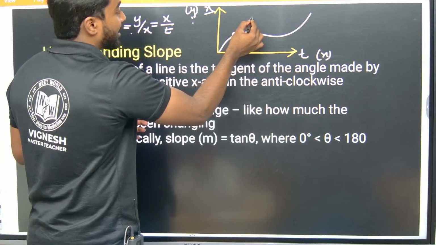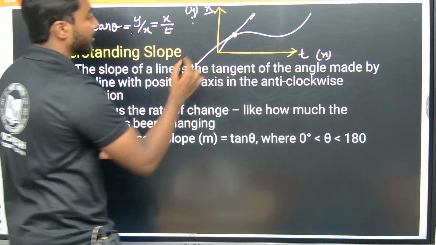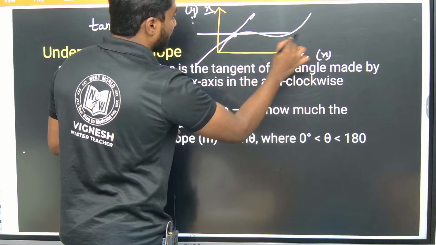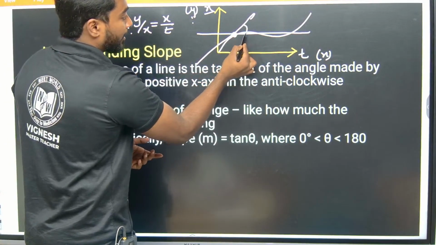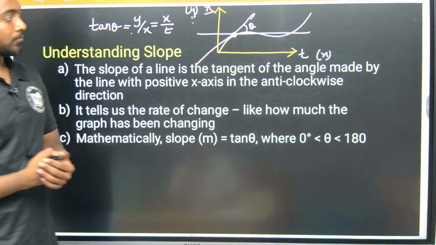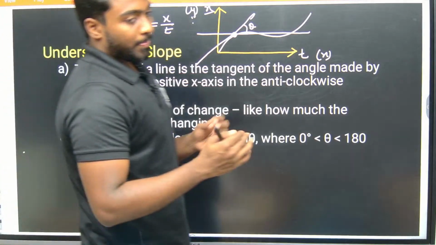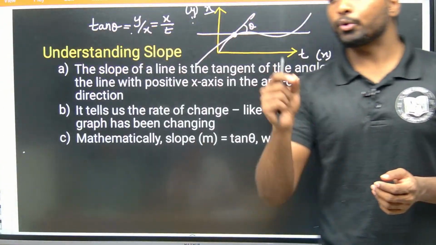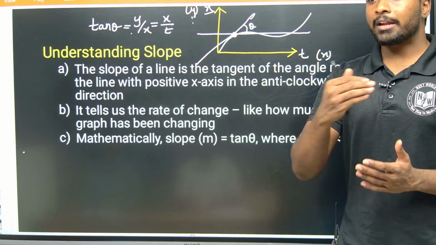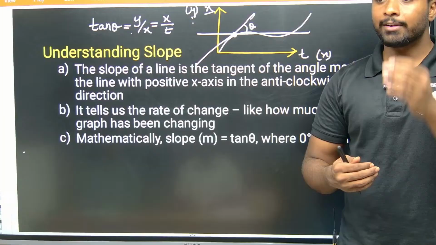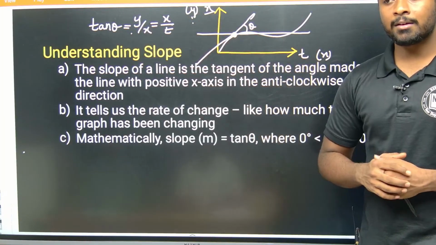So what should I do? I should take a tangent here and draw a horizontal line, making an angle theta over here. The thing we should understand is that from 0 to 90 degrees, the slope is positive, it is increasing. From 90 to 180 degrees, it is negative, it is decreasing. That one we'll discuss in the upcoming slides.